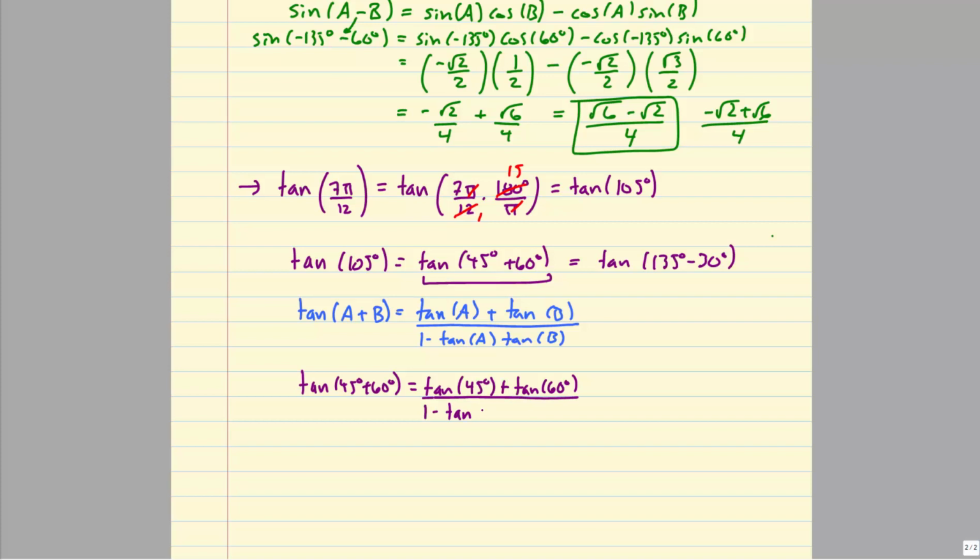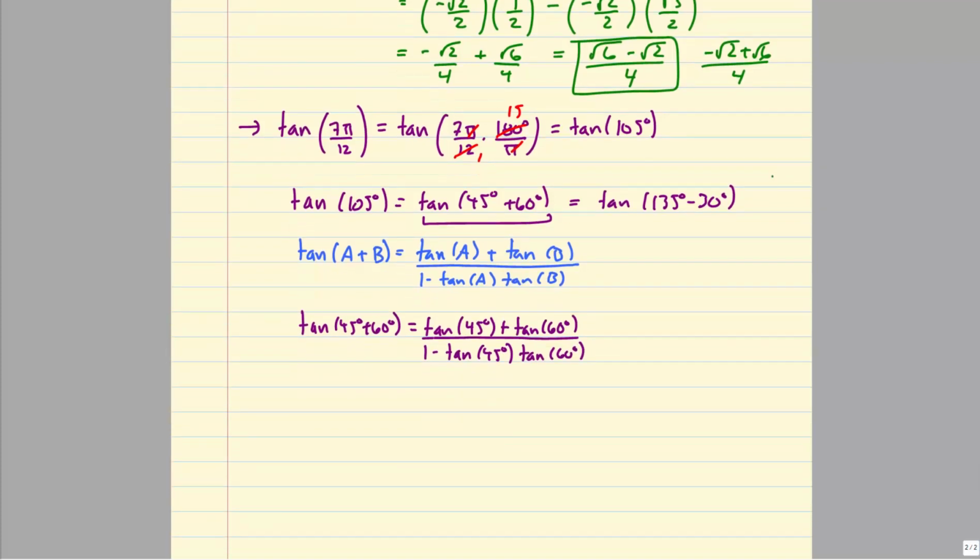1 minus tangent 45, tangent 60. Okay, now we always have to have our answer in exact form. So the tangent of 45 is going to be 1. So that's something that you could plug into your calculator and get something back out that's useful. But the tangent of 60 is not going to be a decimal that we want to plug in here. We want to get the exact value for that.